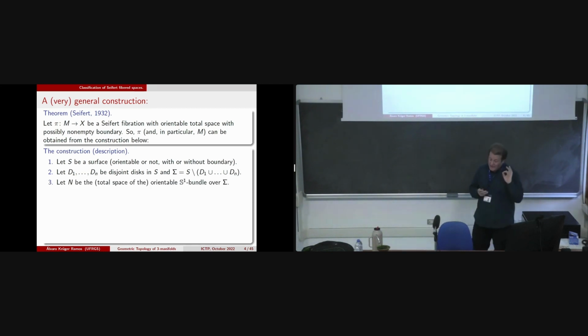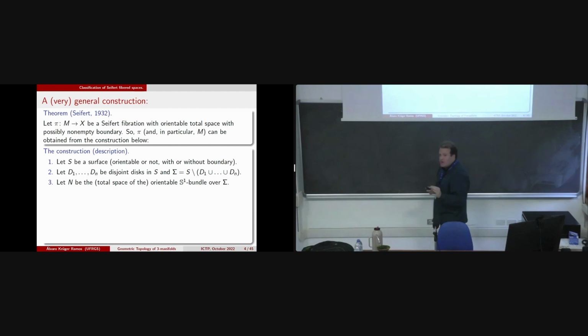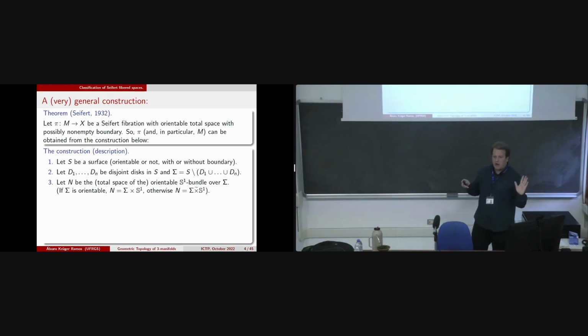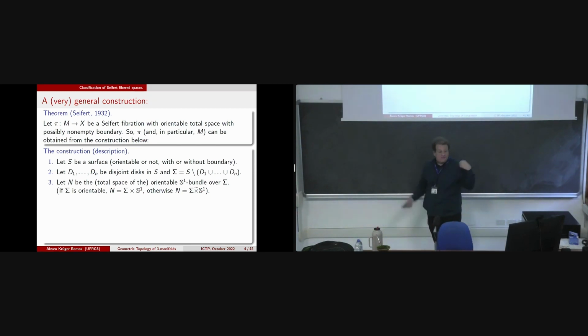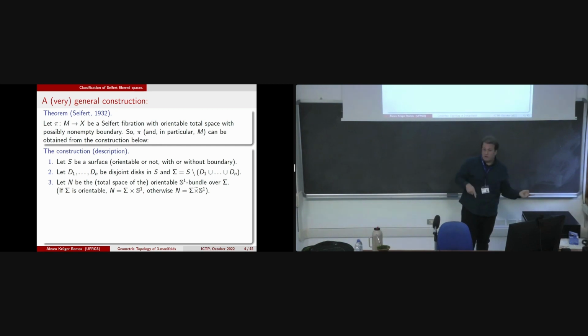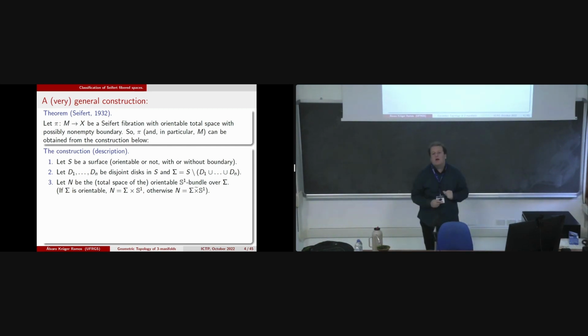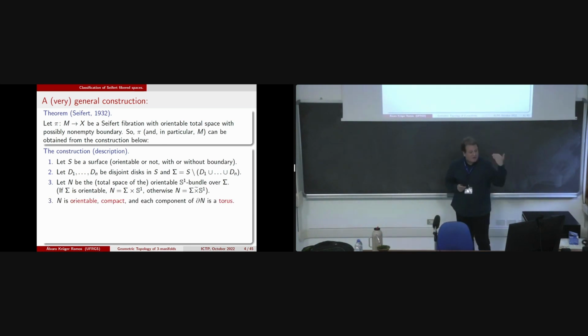Then you will make one construction, which I will present in detail, which is the orientable S1 bundle over sigma. If sigma is orientable, this is just the product, it's going to be just sigma cross S1. And if sigma is non-orientable, the construction is a little more subtle, and I will present it in detail. So take this space. It's going to be orientable.